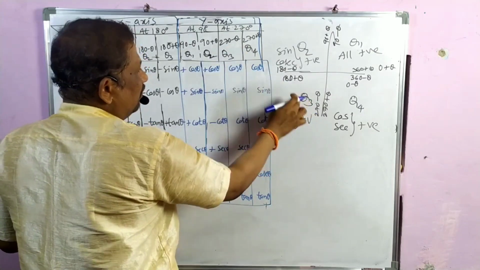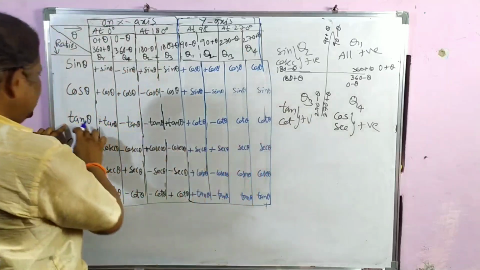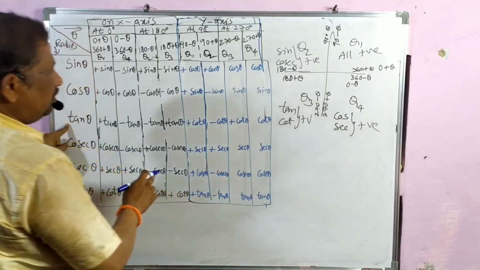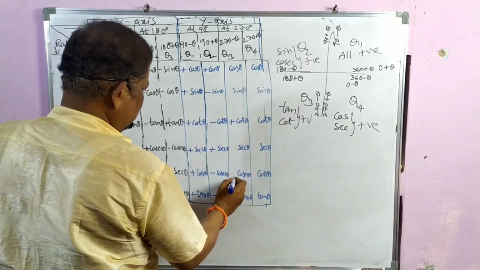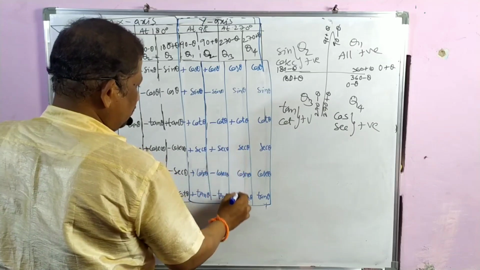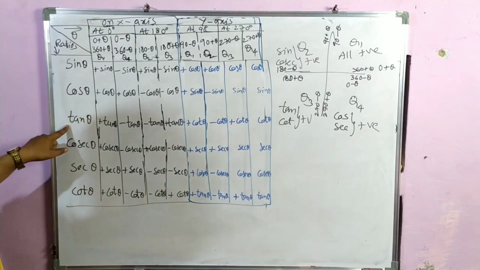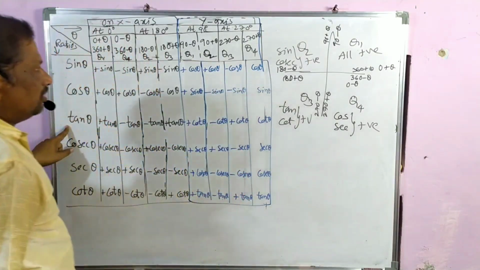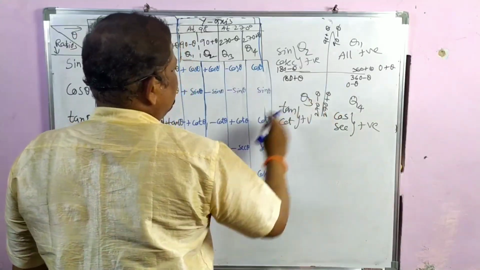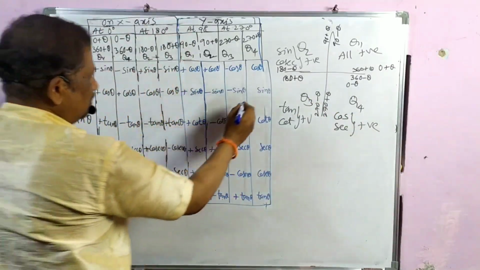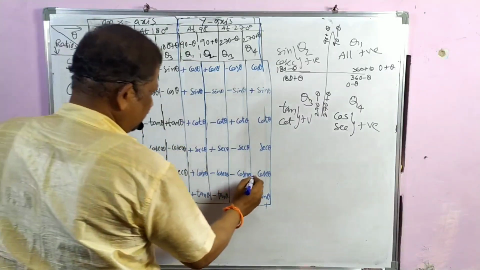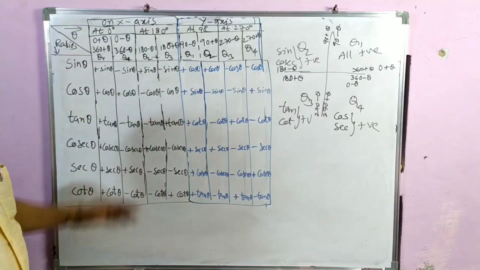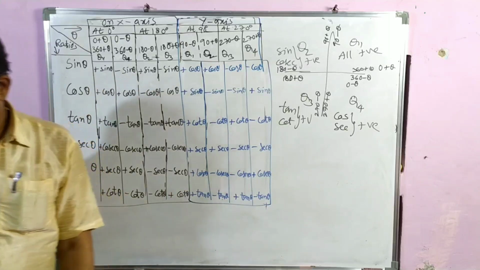Next, coming to 270 minus theta. So third quadrant. In the third quadrant, tan and cot are positive. Cot also positive. Okay. Remaining all are negative. So next, 270 plus theta, fourth quadrant. In the fourth quadrant, cos and secant are positive. Remaining all are negative. Okay, clear? Any doubt here? No doubt on this one.